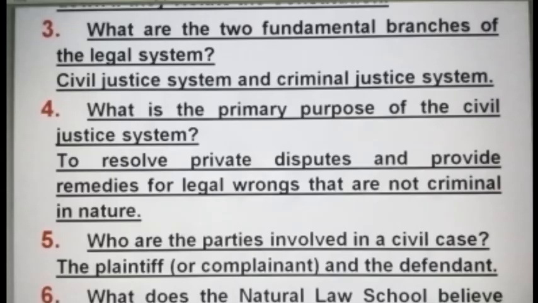What are the two fundamental branches of the legal system? Civil justice system and a criminal justice system. What is the primary purpose of the civil justice system? To resolve private disputes and provide remedies for legal wrongs that are not criminal in nature. Who are the parties involved in a civil case? The plaintiff or complainant and the defendant.